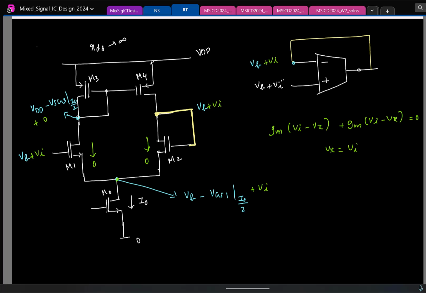So now we have written all the incremental voltages and currents. So firstly, what are the incremental currents in the circuit? 0. So do you have to worry about transistors going to cut off? Yes or no? Why?